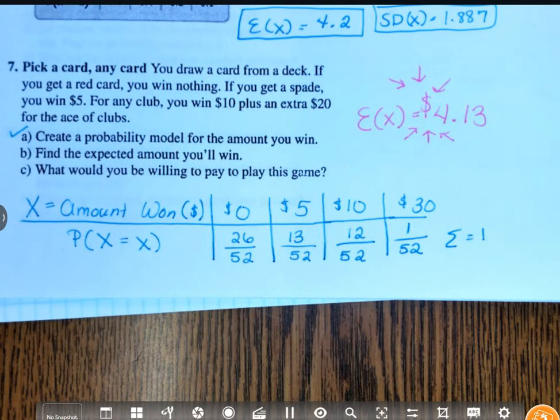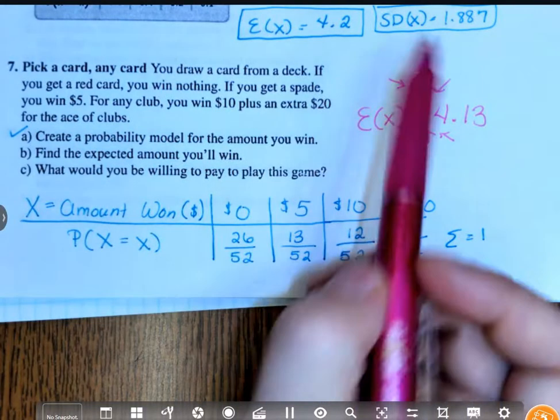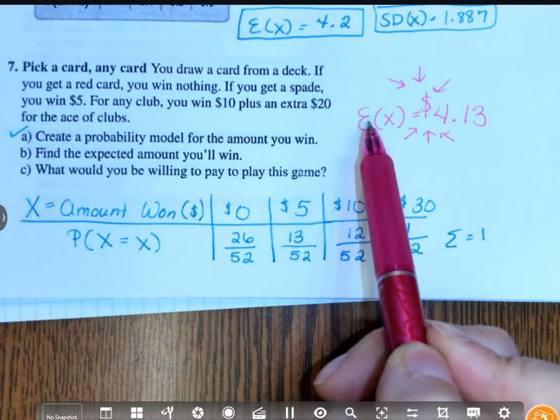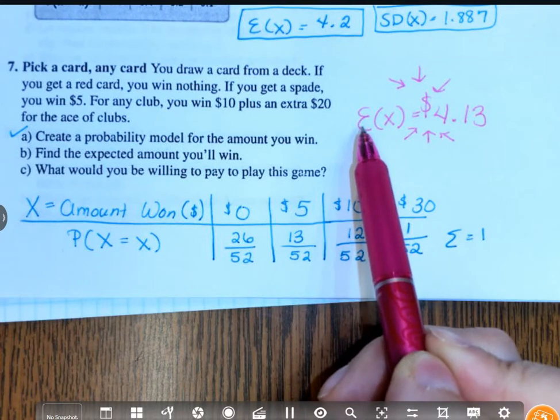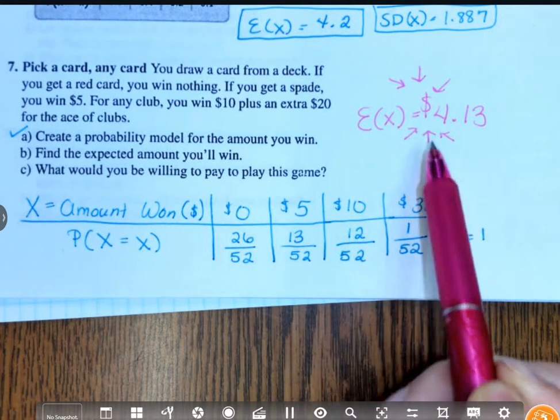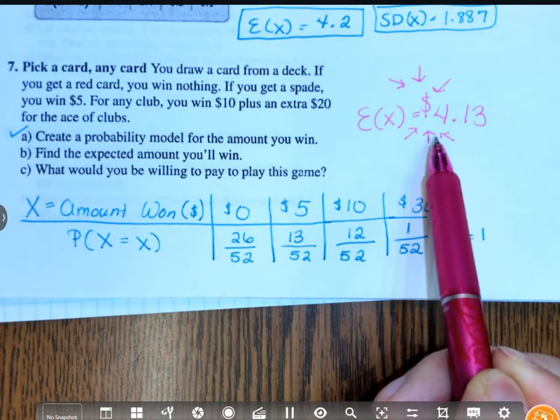Okay, so what is this? What does that represent? The amount of money you can expect to win. So if I play this game, I am safe to expect to win $4.13.